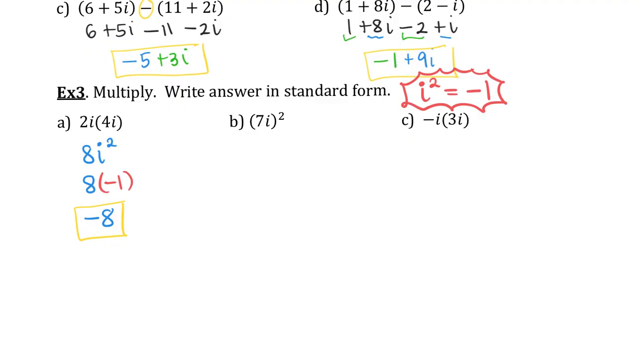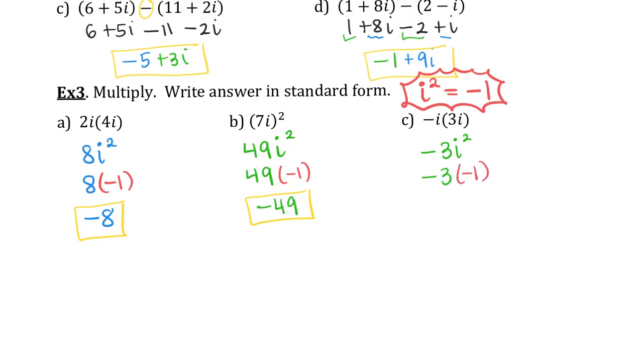Okay, let's try the next one. 7i times 7i is 49i squared. Now you never leave an i with an exponent because it can always simplify. Whenever you see i squared, you think, oh shoot, i squared equals -1. 49 times -1 is -49. Okay, one more like this. -i times 3i is -3i squared. If I see an i squared, I know I can keep going because i squared equals -1. Negative 3 times negative 1, positive 3.